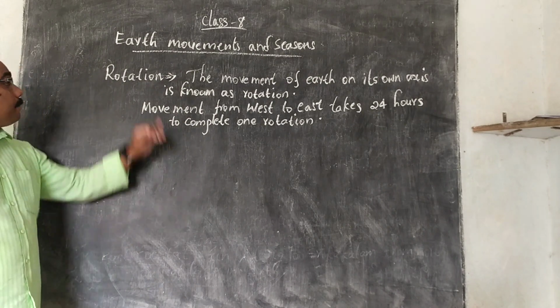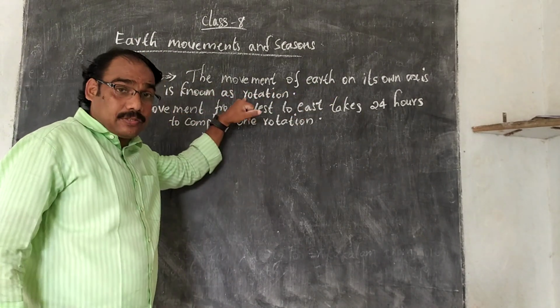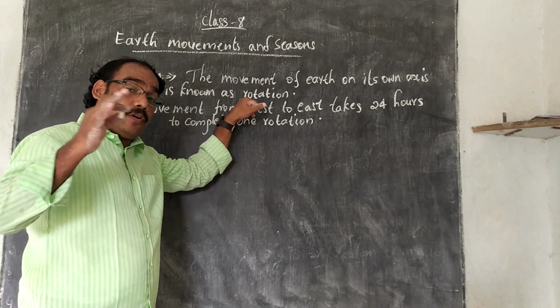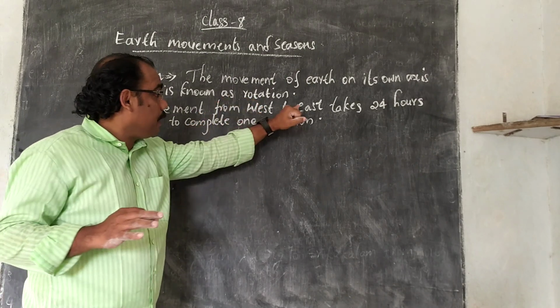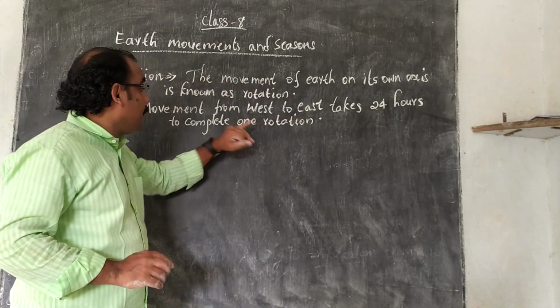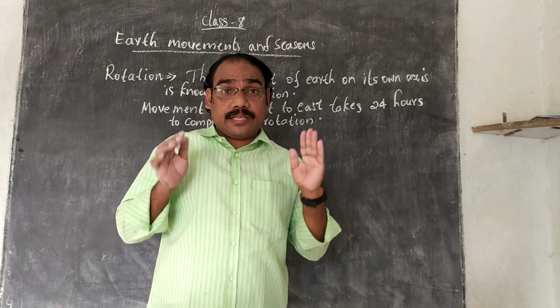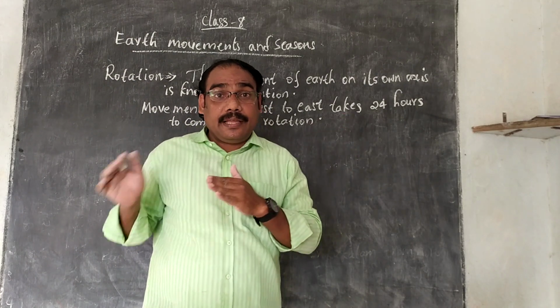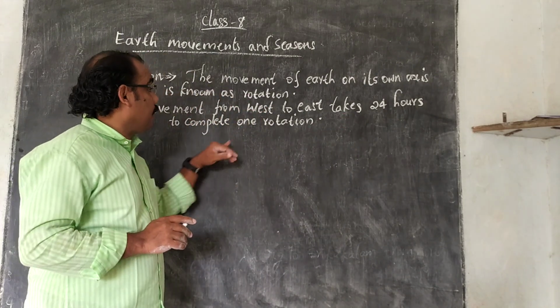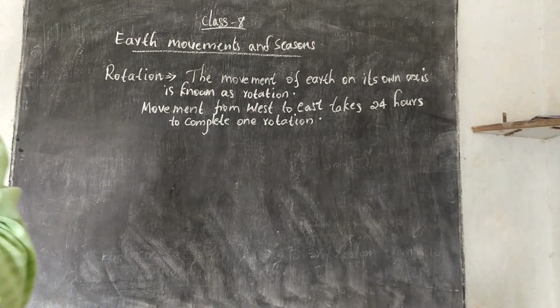Is it clear? So rotation means the movement of the Earth on its own axis. It is always rotating from west to east, and it takes 24 hours to complete one rotation. That's why 24 hours is known as one day. That means day and night together we call one day.